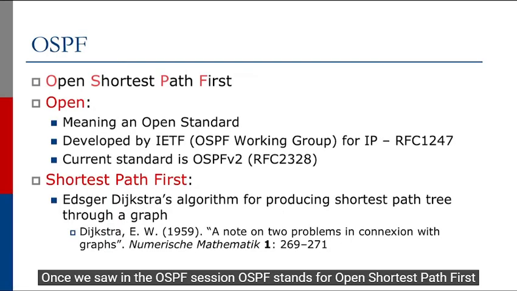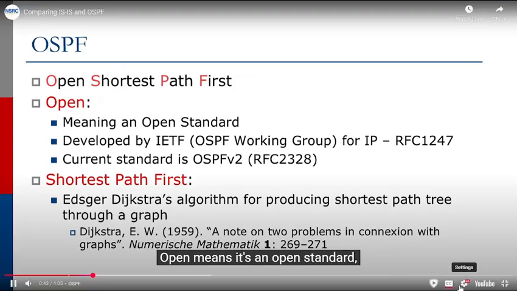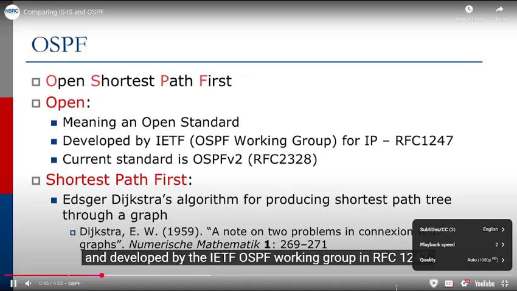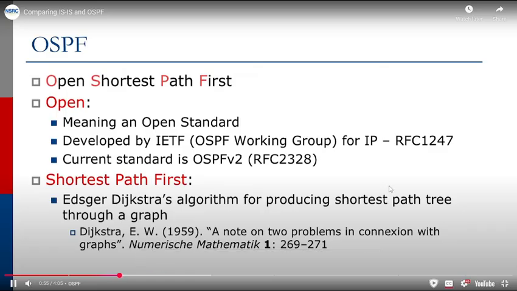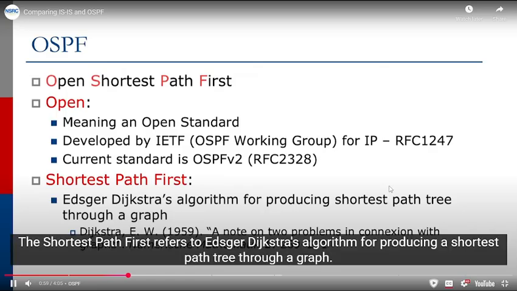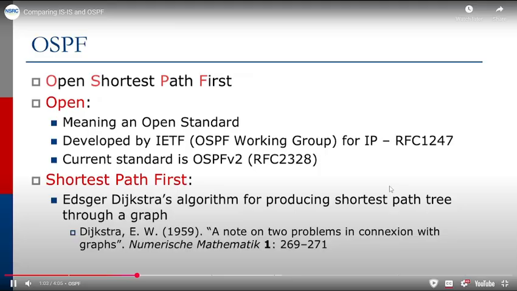Well, as we saw in the OSPF session, OSPF stands for Open Shortest Path First. Open means it's an open standard, developed by the IETF OSPF Working Group in RFC 1247. The current version is OSPF version 2, RFC 2328. The shortest path first refers to Edgar Dijkstra's algorithm for producing a shortest path tree through a graph.